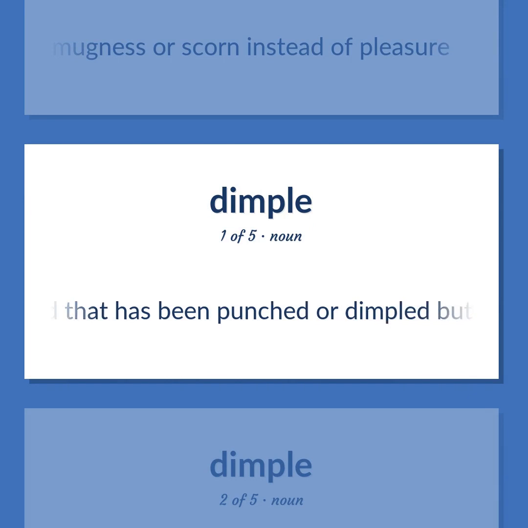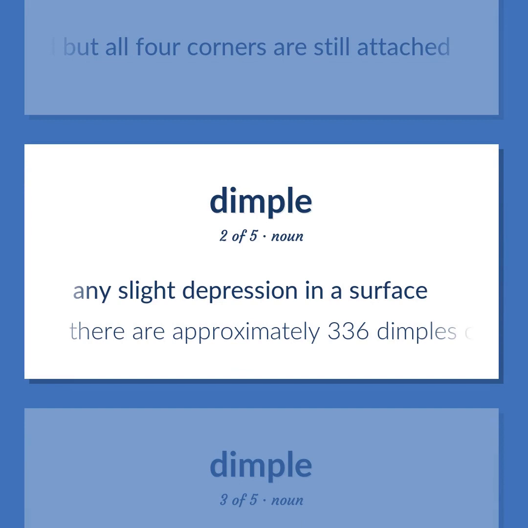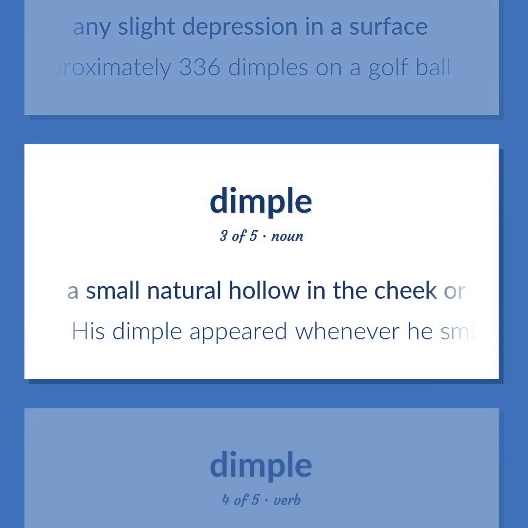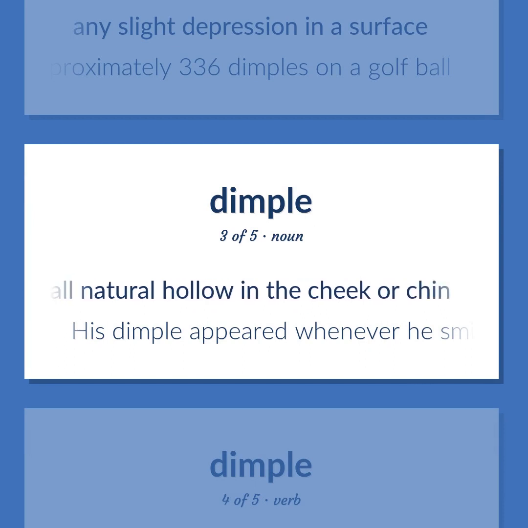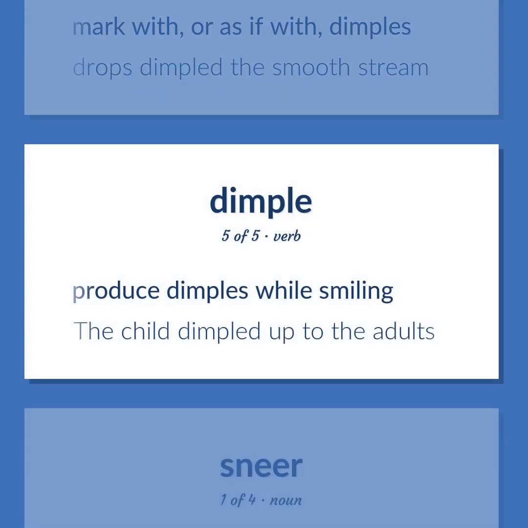A chad that has been punched or dimpled but all four corners are still attached. Any slight depression in a surface. There are approximately 336 dimples on a golf ball. A small natural hollow in the cheek or chin. His dimple appeared whenever he smiled. Mark with, or as if with, dimples. Drops dimpled the smooth stream. Produce dimples while smiling. The child dimpled up to the adults.